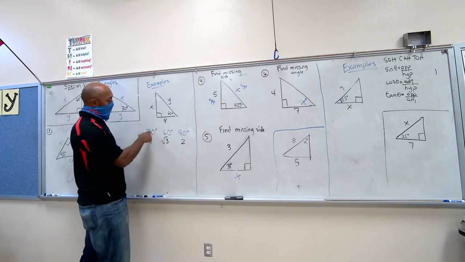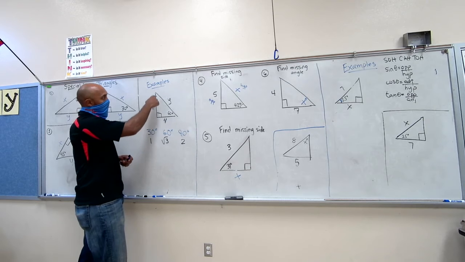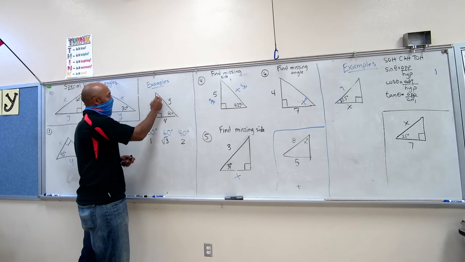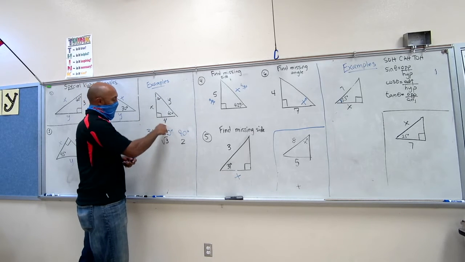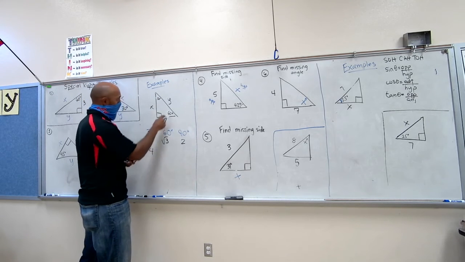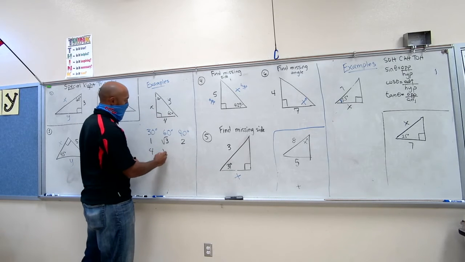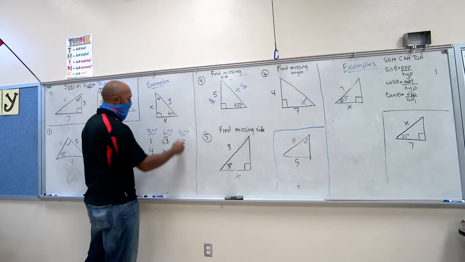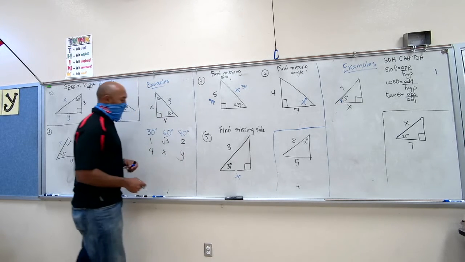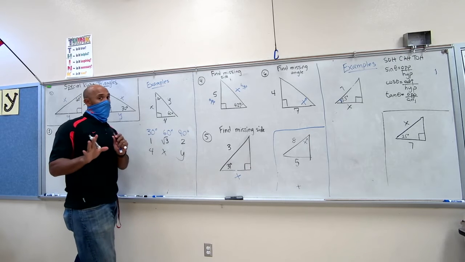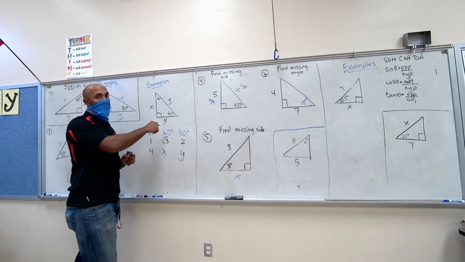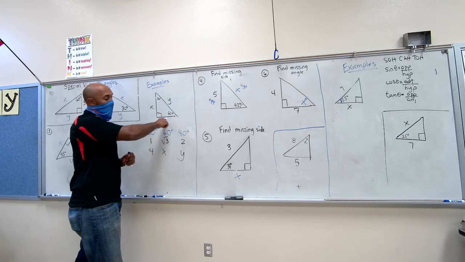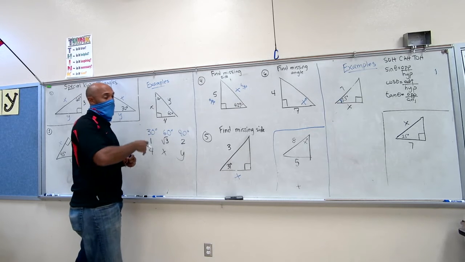Okay, so now across from 30 is 4. Across from 60 is x. Across from 90 is y. All right, so once I have that set up, what's important is to make sure you're picking the correct sides. So if that's across from 4, make sure that goes right under the same angle.